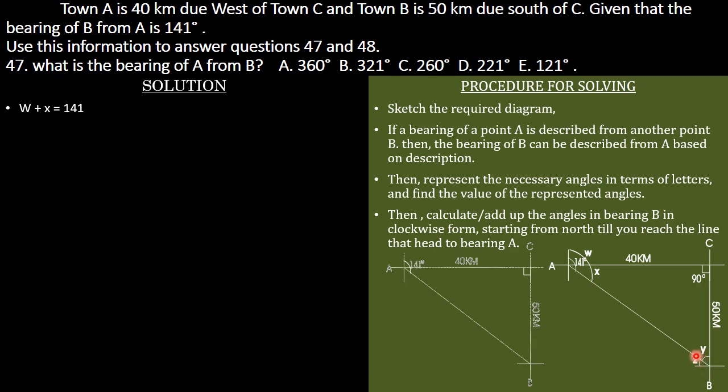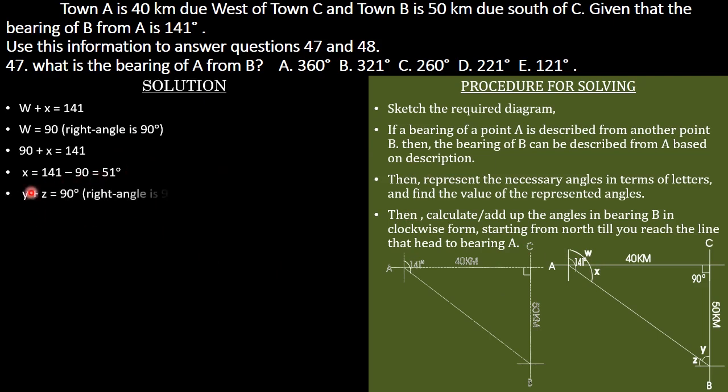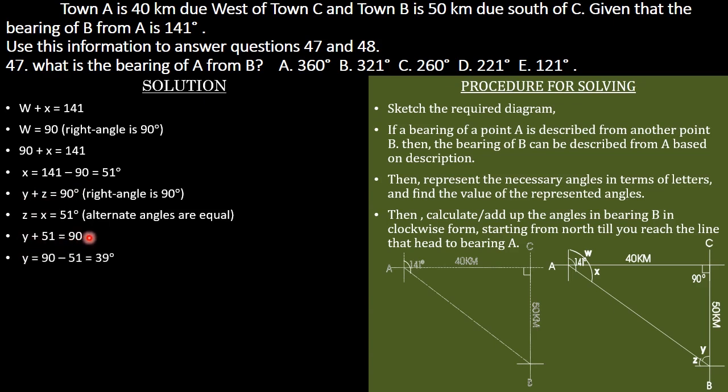We know that w plus x gives 141 degrees. w is equal to 90 degrees, that is a right angle. 90 plus x is equal to 141 degrees. When you collect like terms, we have x equal to 141 minus 90, equal to 51 degrees. y plus z is equal to 90 degrees, that is a right angle. x is equal to z, equal to 51 degrees, that is alternate angles are equal. When you substitute for z, you have y plus 51 is equal to 90 degrees. When you collect like terms, you have y equal to 39 degrees.